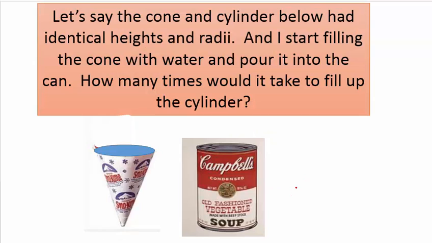Okay, question for you. Let's say this cone and cylinder both had identical heights, so they were both so many inches high, exactly the same height. This was the same for both of them, and also the same radius. So the radius of this is equal to the radius of this. How many of those cones would fill up this soup can? Like if I filled that up with water and started pouring it in there, how many times would I have to pour it in there to fill it up? And if your guess is 3, you're correct.